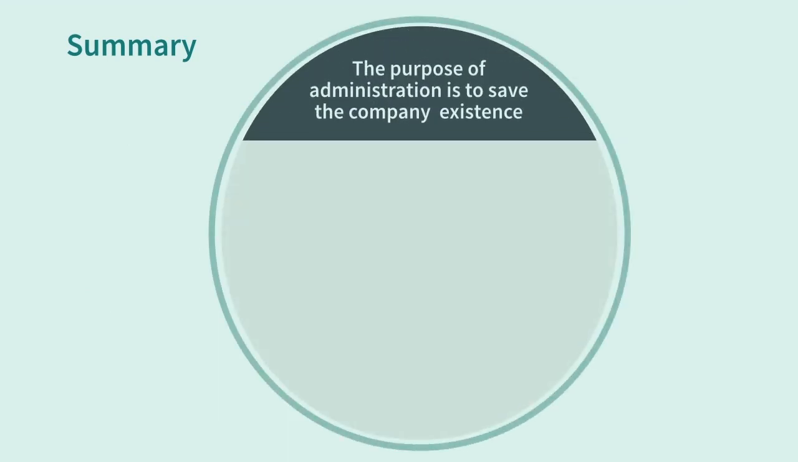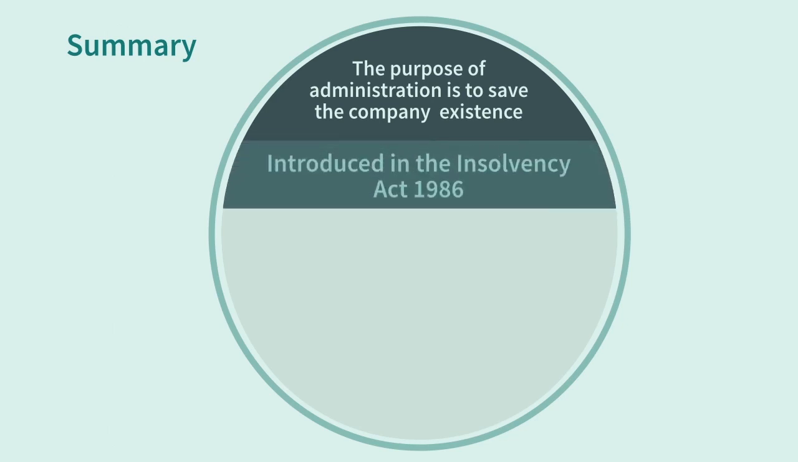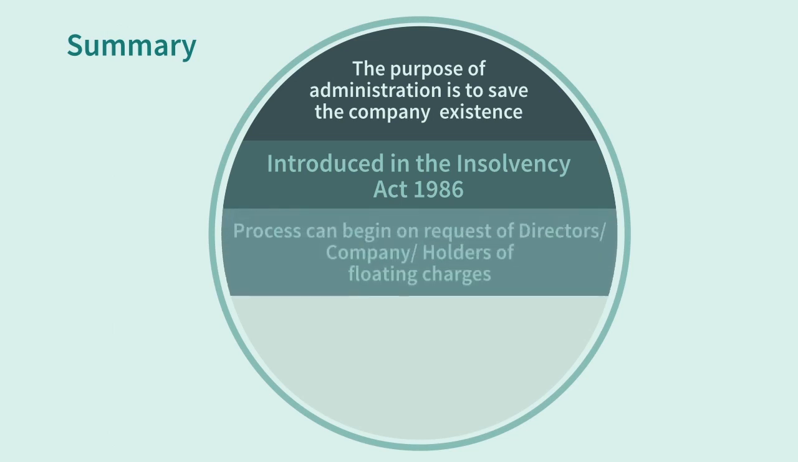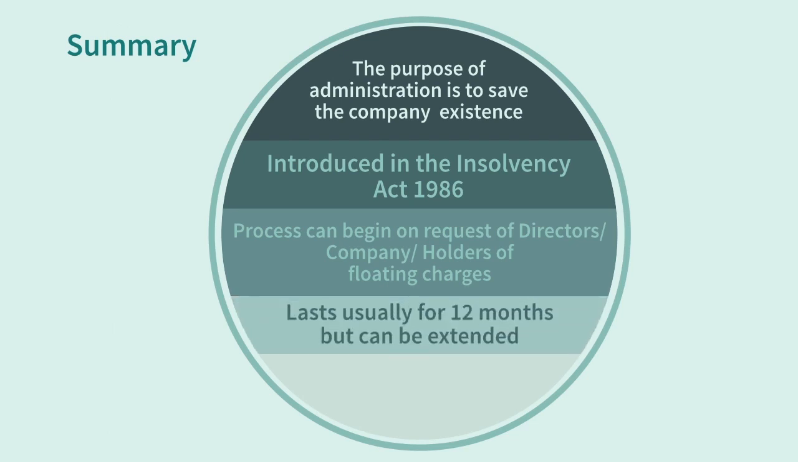In conclusion, the purpose of administration is to save the company's existence. It was introduced in the Insolvency Act of 1986. The process can begin on request of directors, company, or holders of floating charges. The procedure lasts usually for 12 months, but can be extended. The administrator is appointed to carry out the process.